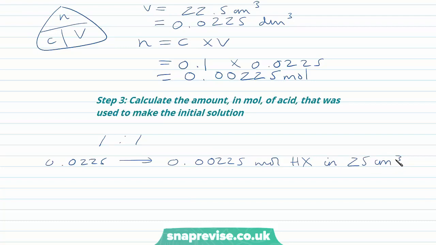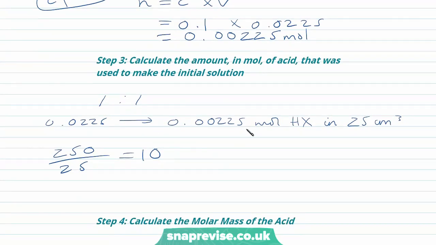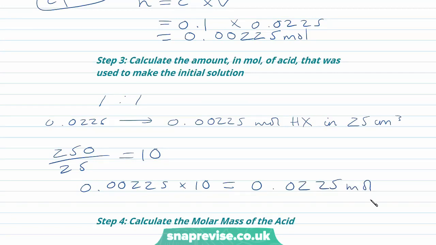We want to know how much there was in the initial 250 centimetre cubed solution. Now we know that 250 divided by 25 is equal to 10. So looking at the volume, that's 10 times as much, meaning there's going to be 10 times as many moles. So that's 0.00225 times 10, giving us 0.0225 moles of acid in the 250 centimetre cubed initial solution.